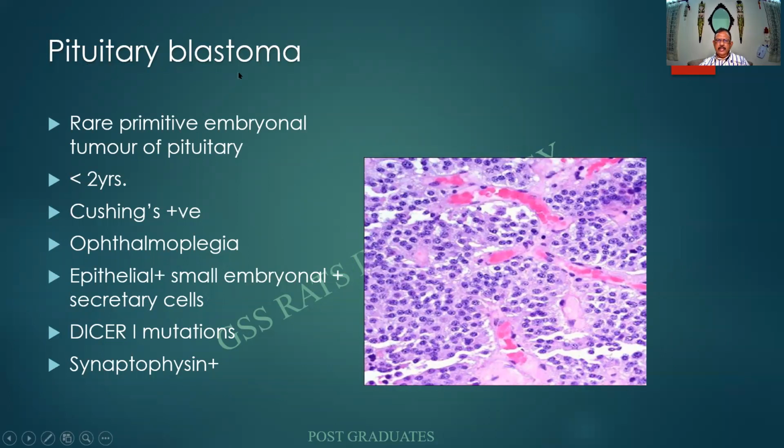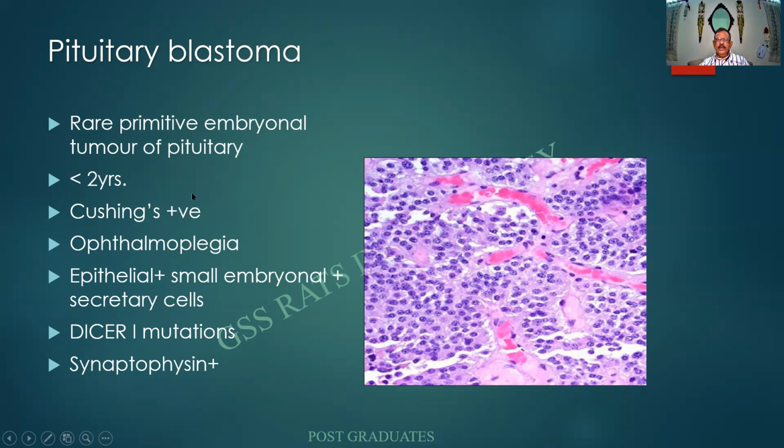This is another tumor called the pituitary blastoma. Pituitary, it has got a particular picture. You have got the chief cells and so on. They all have vesicular nuclei and abundant cytoplasm, arranged in monolayers. It is a rare embryonal tumor of the pituitary, occurring in children less than 2 years.